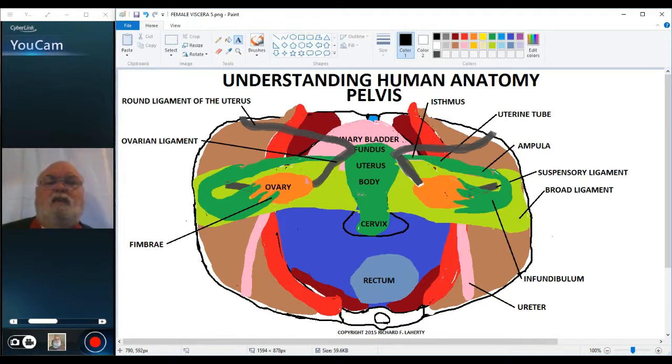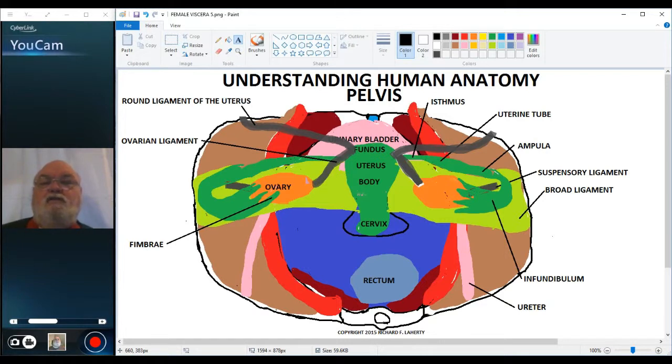Now, that completes the pelvic viscera for the female. What I want to point out is that the cervix projects into an area of the vagina which is dilated. It is wider than the cervix. Now, I've exaggerated the difference, but it's still wider. And the area between the cervix and the vaginal wall is called the fundus.